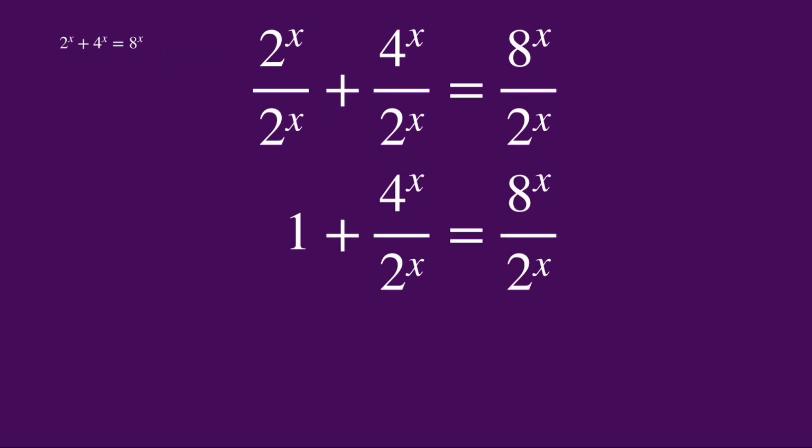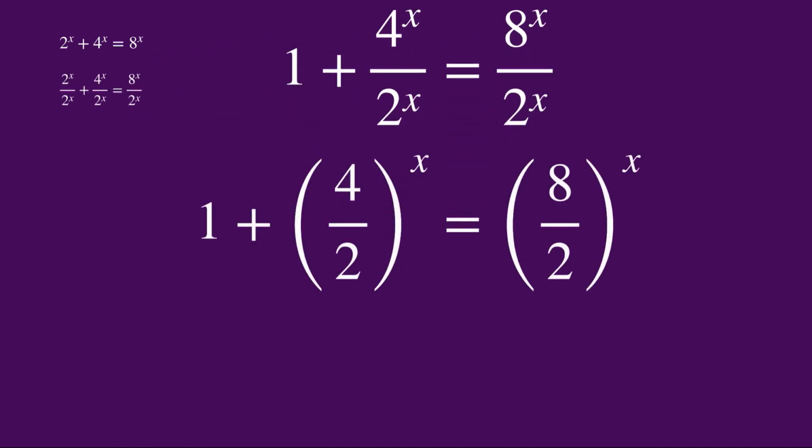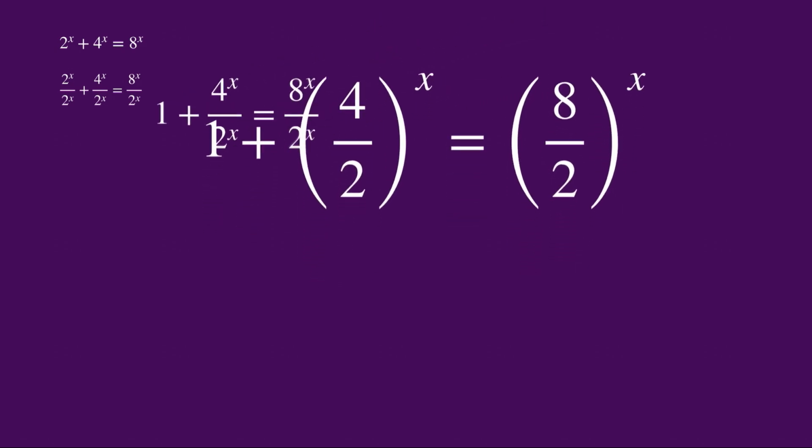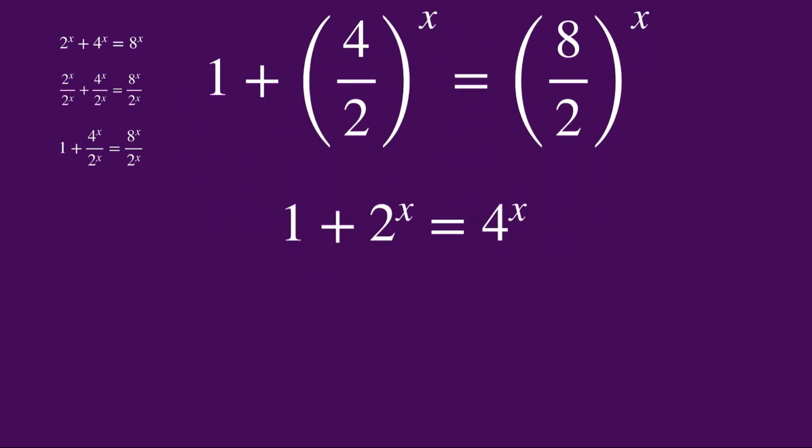Next, we can write 4 to the power x over 2 to the power x as (4 by 2) whole to the power x, and similarly on the right hand side. Inside the bracket, as you can see, 4 over 2 is 2 and 8 over 2 is 4. So we'll have 1 plus 2 to the power x equals 4 to the power x.